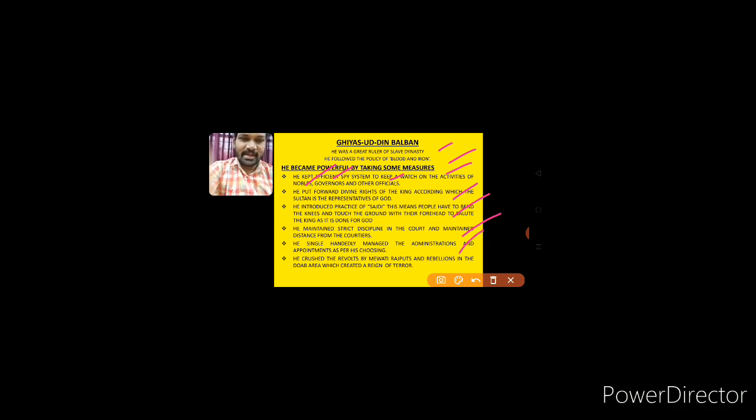He single-handedly managed the administration and appointments as per his choosing. All the appointments were done by himself. Any administration management was also done by the sultan himself. And the last point says he crushed the revolts by the Mewati Rajputs. He took the help of the Mewati Rajputs and crushed all the rebellions. He crushed them. So that is what this chapter talks about.